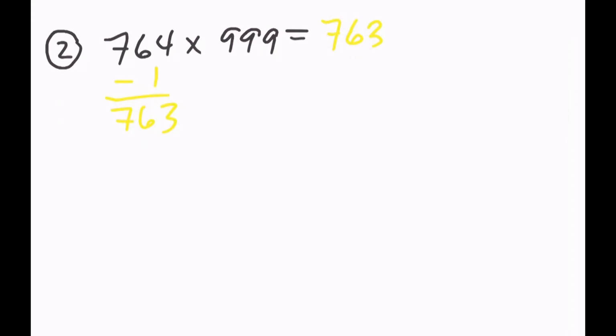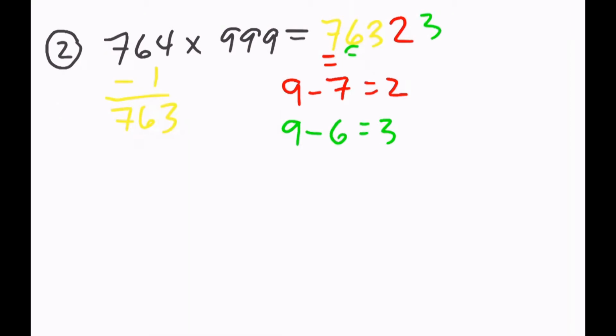So I look at the 7 and I say, okay, what is the nines complement for the 7? So 9 minus 7 is 2. So I append a 2 at the end. Now I go to the next digit. I look at the 6. What's the nines complement for 6? 9 minus 6 is equal to 3. So I append a 3 there. And now I've got one more digit to go. I look at that 3. And I say, okay, what's the nines complement of 3? 9 minus 3 is 6. So I append the 6 there. And now I'm done. I can read my answer.